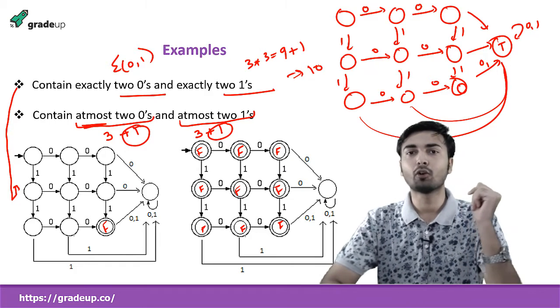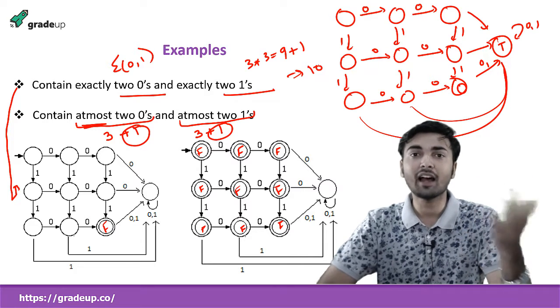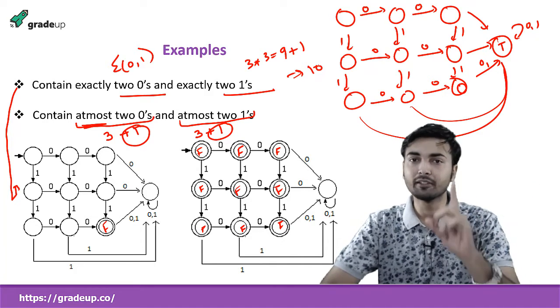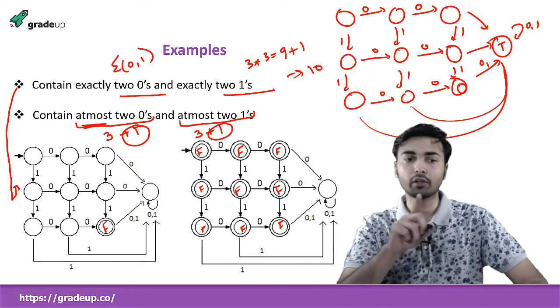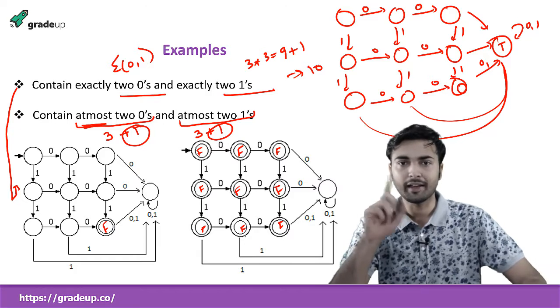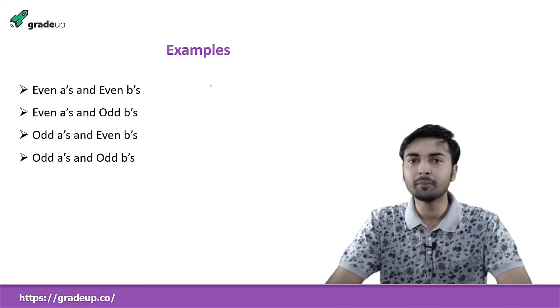You can do this way also. For at least there will be no trap. For exactly and at most there are traps. So, combine all the traps into 1 and the remaining 9. Got it? Either you can draw the DFA or you can do this way. Cleared? Any problem? Good. Now, even A's and even B's.